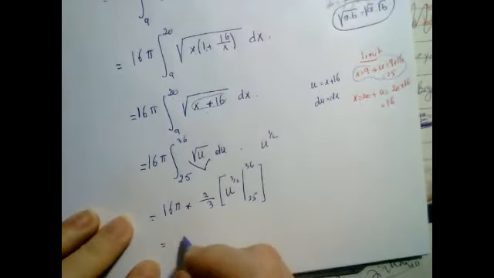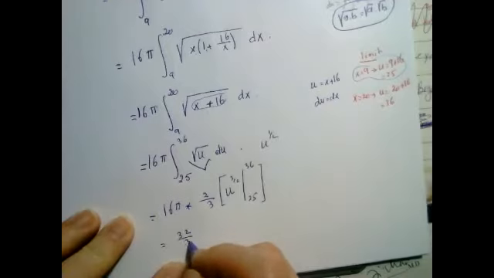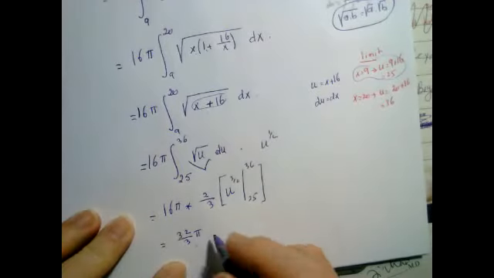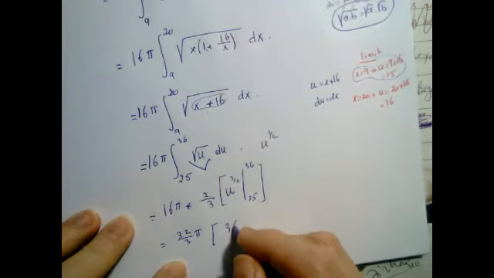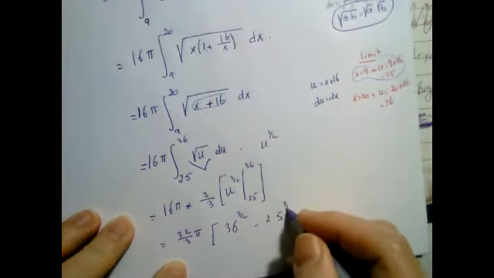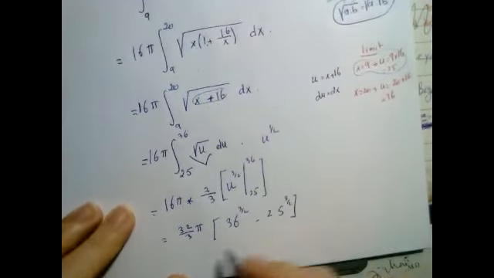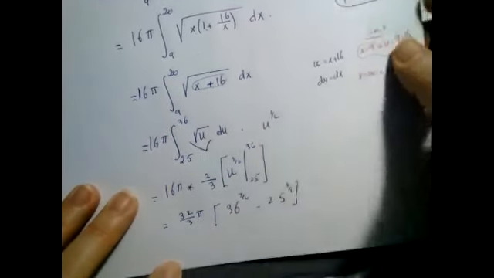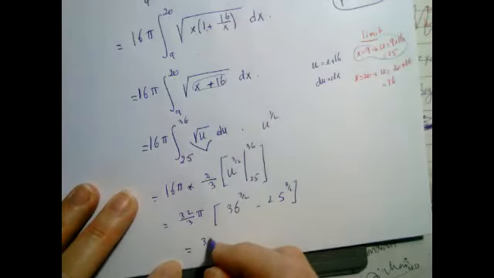And then I will have 32 over 3 pi times 36 to the 3/2 minus 25 to the 3 half. And finally, the rest is just basic algebra.